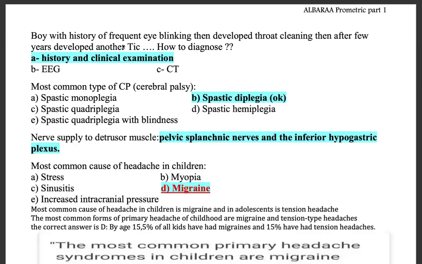A boy with a history of frequent eye blinking, then developed throat cleaning, then after a few years developed another tic. How do you diagnose tic? Tic is usually diagnosed by history and clinical examination. This is what they are telling, not EEG or CT or anything. Even if you do EEG and CT, it will be to exclude other diagnoses. So tic is usually diagnosed by history and clinical examination. This is the answer.